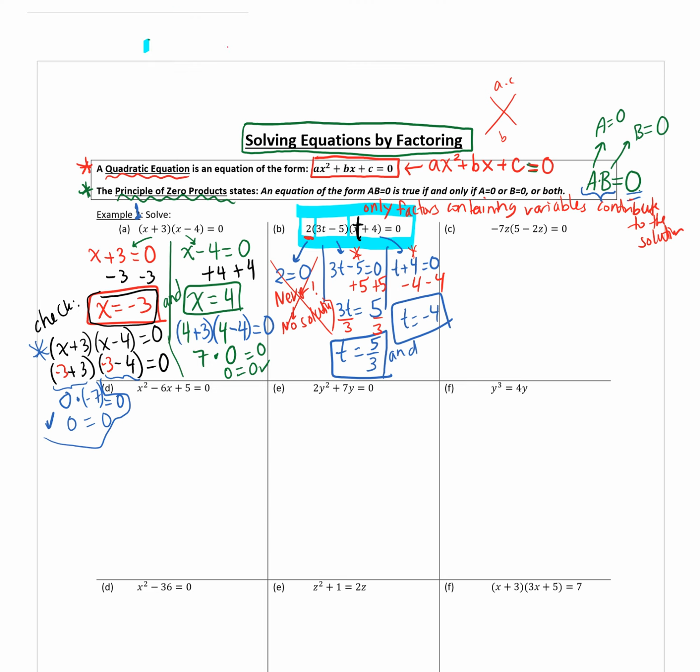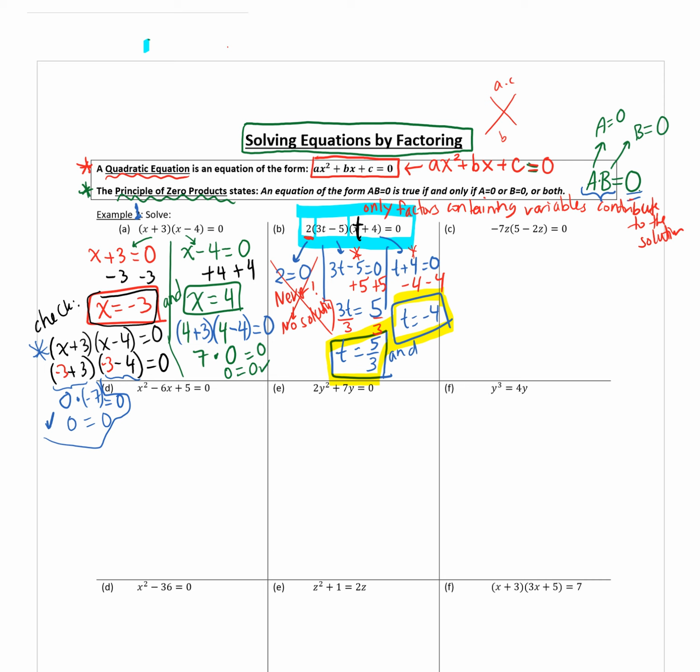Even though we set 3 things equal to 0, like we pointed out, you're not going to get a solution out of constant factors. If it's just a number in the front, that's not going to really give you a solution. We did find 2 of them, and if you were to substitute either of these values in for the t's, you would get a true statement. So we know that we've done this right.